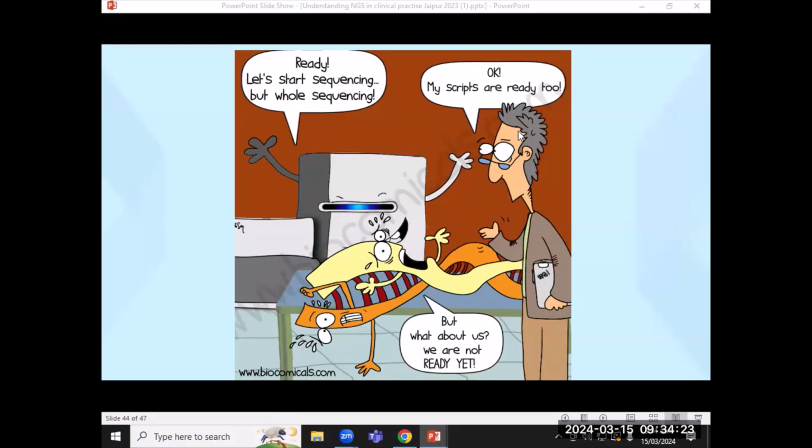Anyone? Any last question? Sometimes you get specimens that are very old. So how far back can we go before we can perform an NGS? The old specimens, like 6 months, 1 year. 6 months, 1 year definitely works.